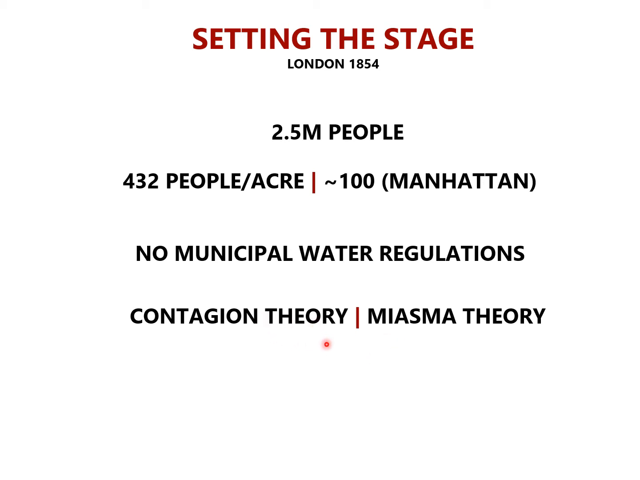But there were these two opposing ideas, and we'll come back to this in a second: contagion theory and miasma theory. Contagion theory was probably closer to our current understanding of how diseases occur. Miasma theory was more of the prevailing thought, but turned out to be incorrect. And we'll talk about that a little bit more in a bit here.